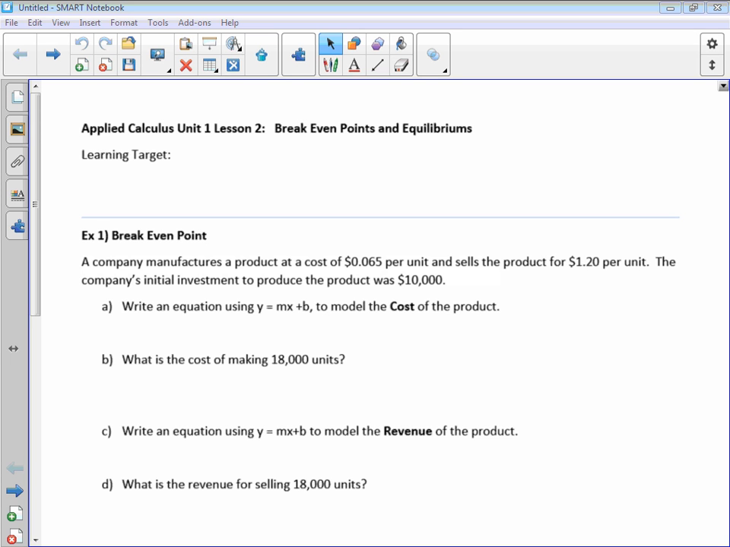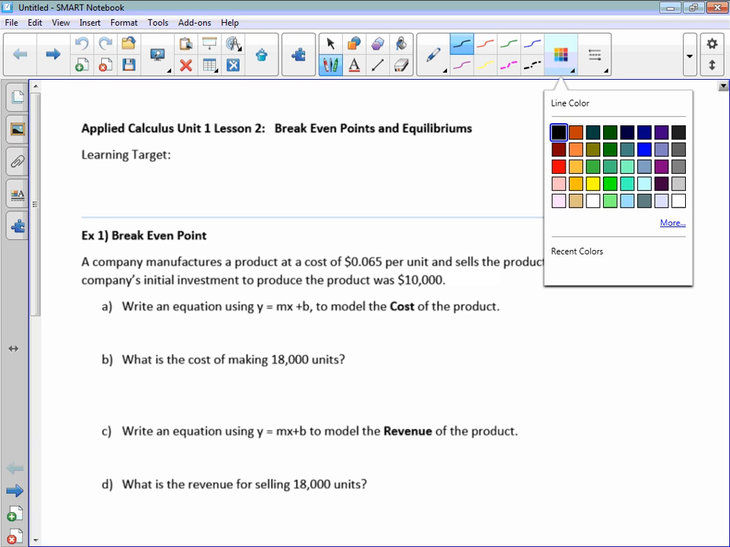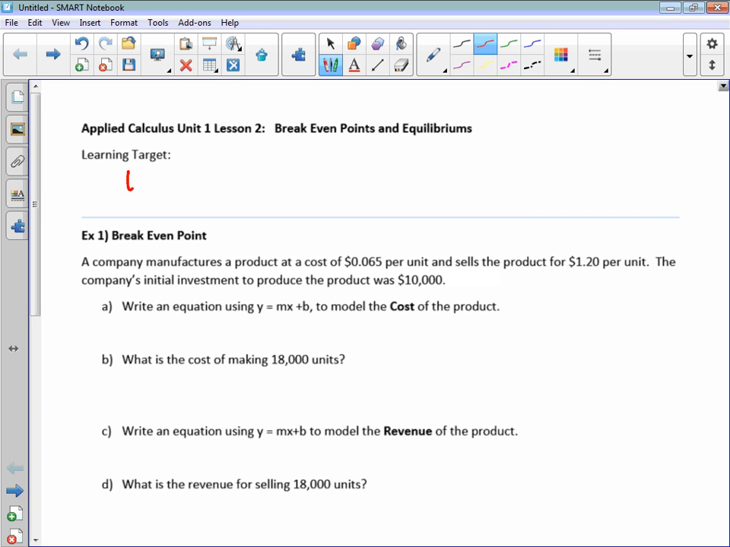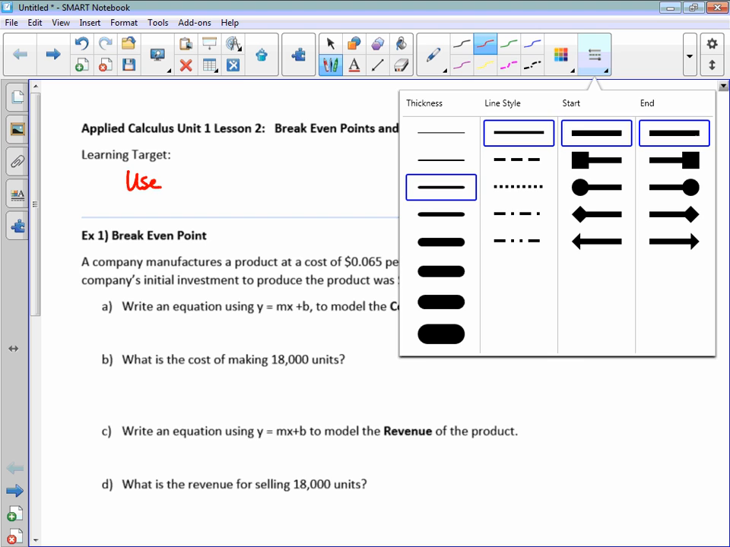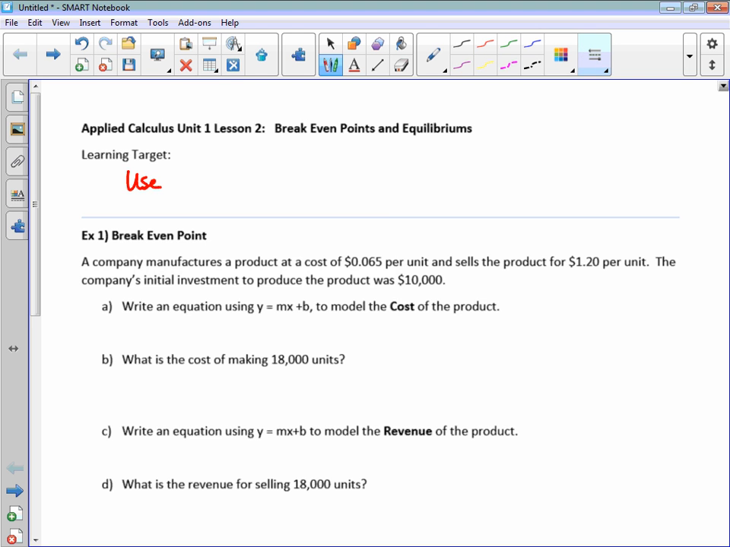Today we're talking about break-even points, or equilibrium points. So that is our subject for today. We're going to use a linear model to find break-even points.